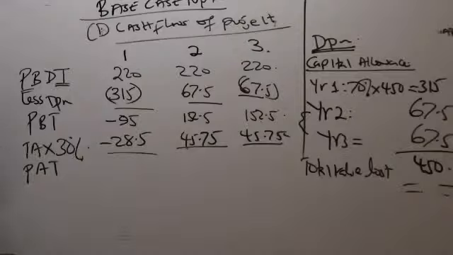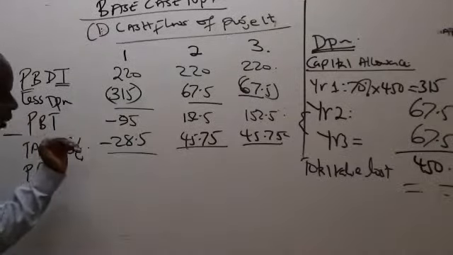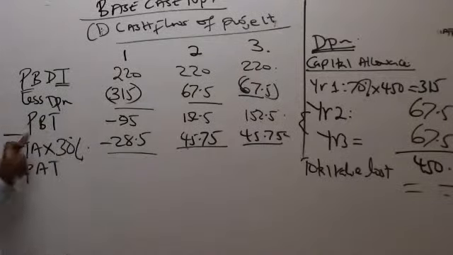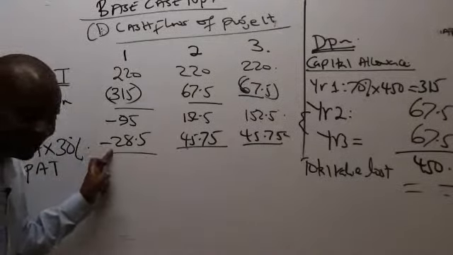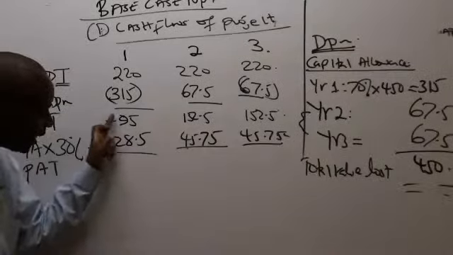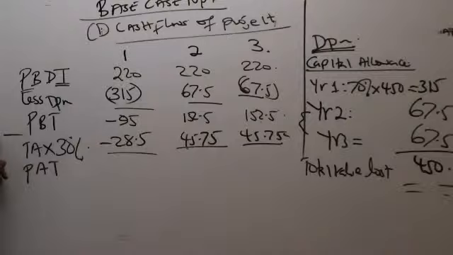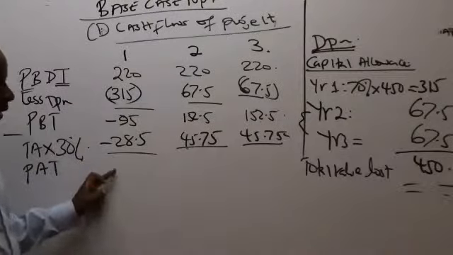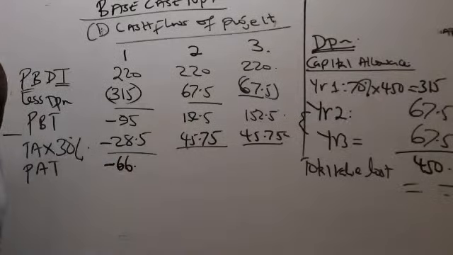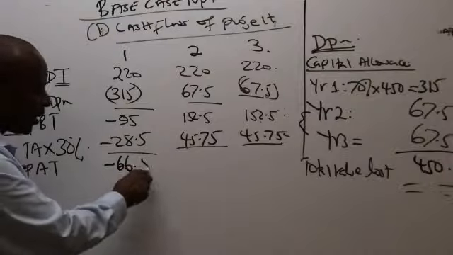Now, after that, ladies and gentlemen, come very fast here and give us profit after taxation. What are we supposed to do? We are supposed to take profit before tax and subtract the tax element. Don't forget that here we shall be having two negatives. It will be minus 95, minus 28.5. What figure are we getting? Minus 66.5. Is that okay?